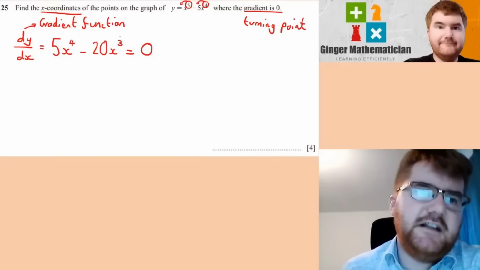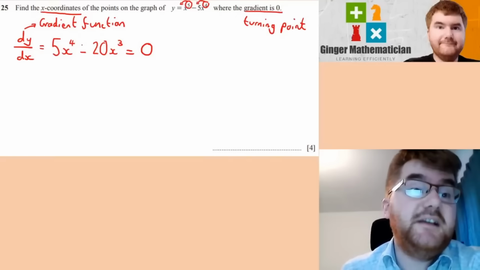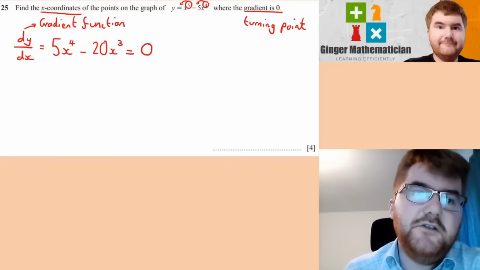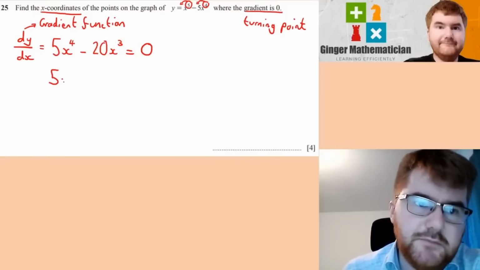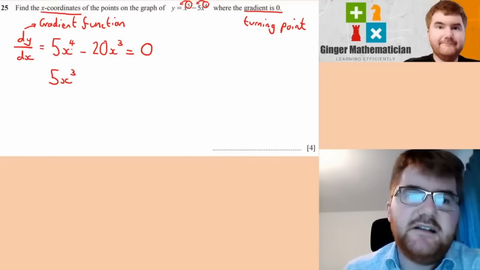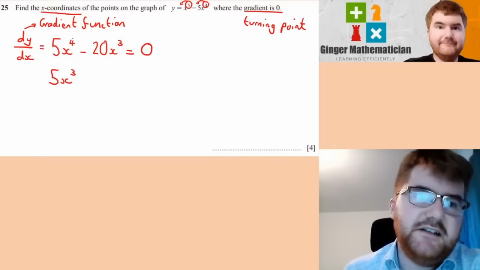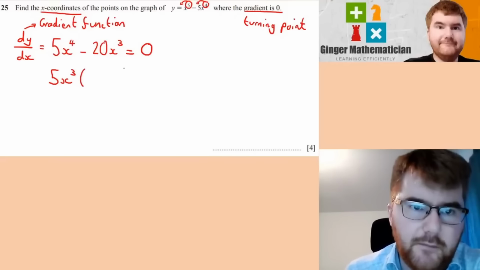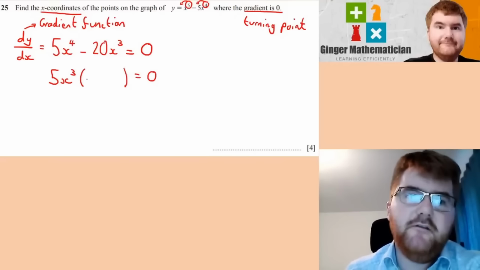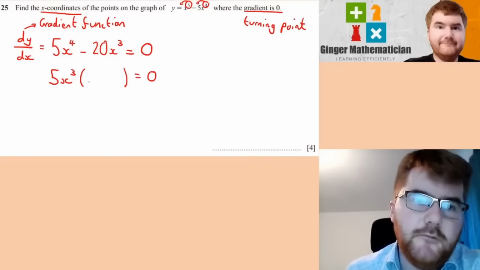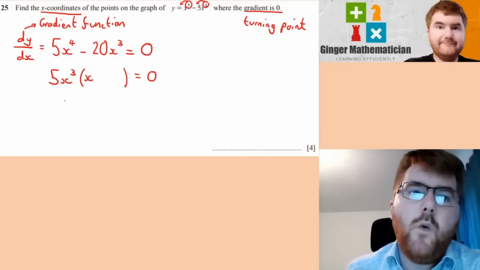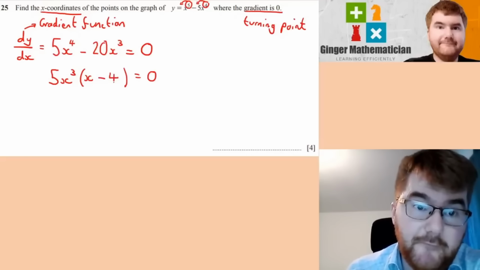Now, this is actually an equation which we can put into a single bracket. So what do these two things have in common? Well, they have a 5 in common and they have an x cubed in common, because notice x times x times x also fits into this as well. Then we open up our brackets. We say to ourselves, well, what do we multiply 5x cubed by to get 5x to the power of 4? Just x. What do we multiply 5x cubed by to get minus 20x cubed? Well, that's just minus 4.